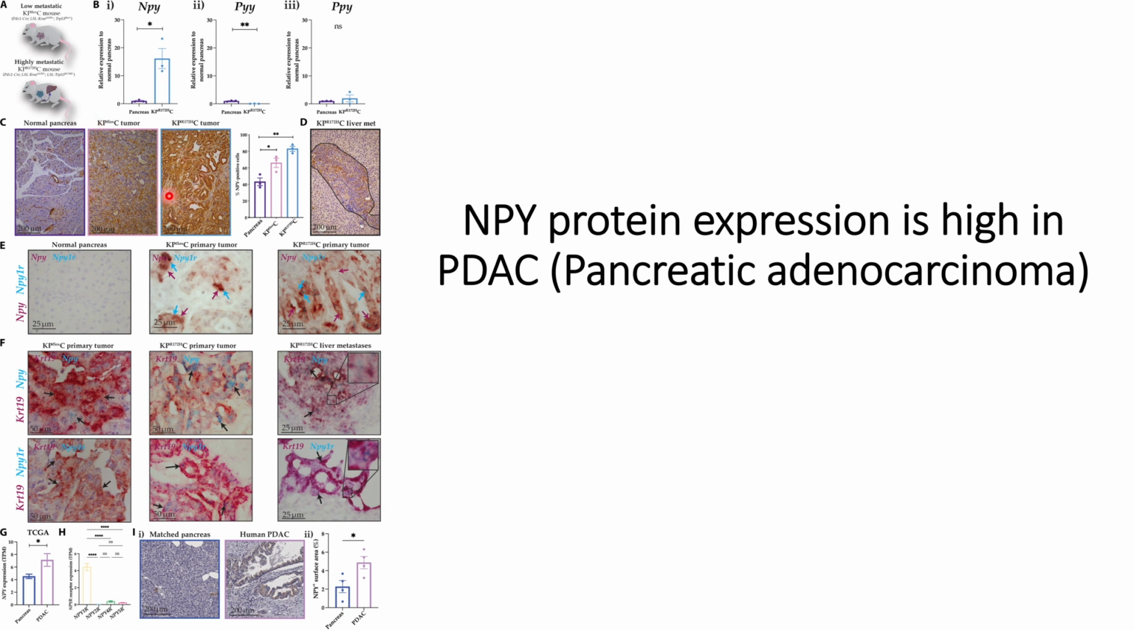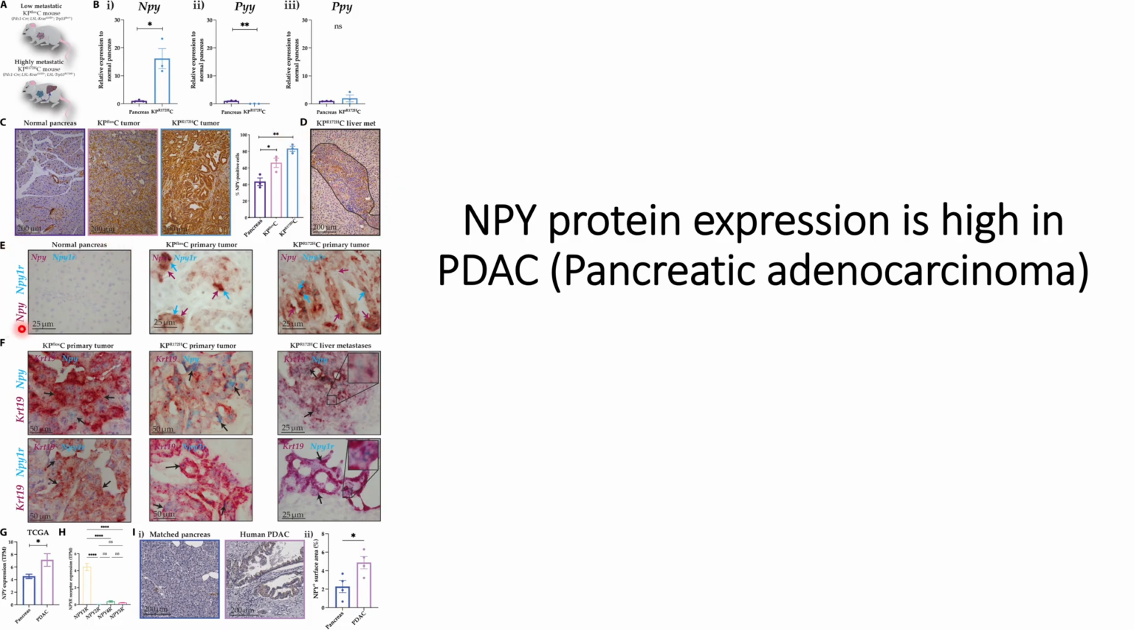And the quantification of the NPY protein in this immunostaining is shown on the right-hand side of panel C, where we can see that the highest NPY positive cells are found in the highly metastatic mouse models. And in the case of the highly metastatic mouse model, they also checked the NPY protein expression in the liver, and they found that NPY protein expression is present in the liver also.